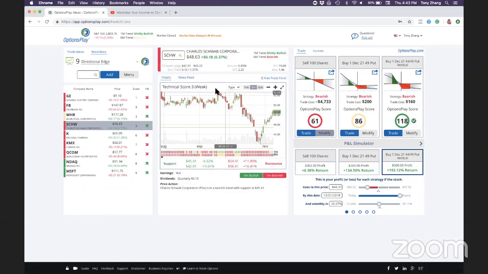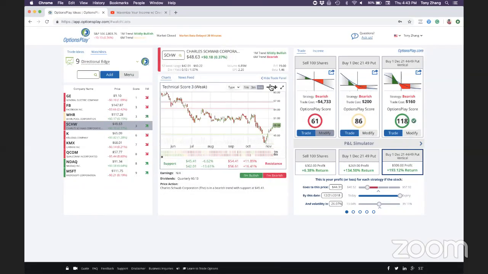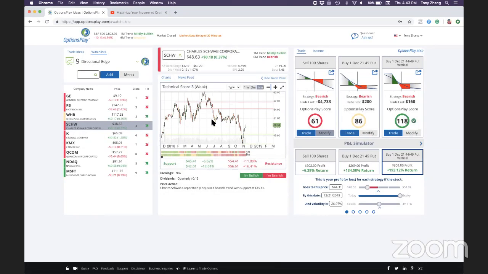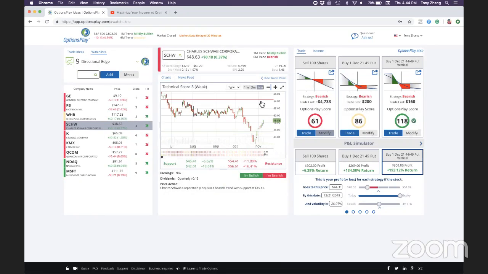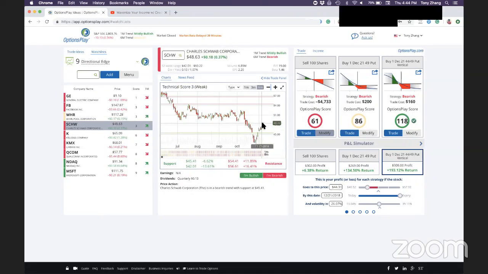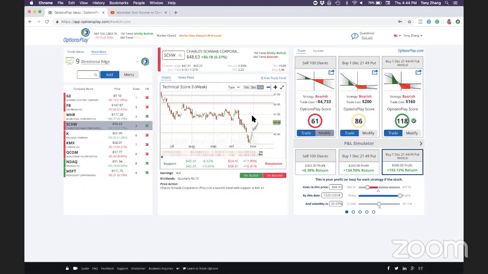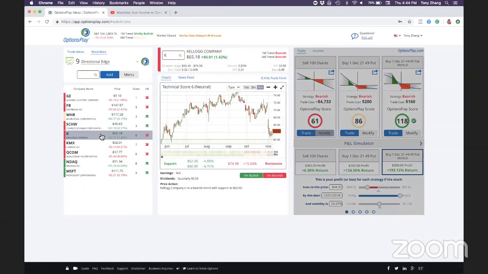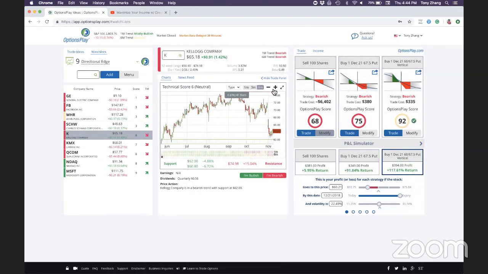Same thing with Charles Schwab. Technical score of 3, very weak stock. As you can see, as I scroll out, this stock went from $59 in May down to the 40s, and then really just started to bounce back higher. So the 6 month trend is still bearish here. So I'd say this is a little premature on a long trade, but this is certainly telling me that this is a stock that I may want to pay attention to, or a stock that may have bottomed out. And this is really how we can utilize this tool to click on any stock and get a sense for what's going on.